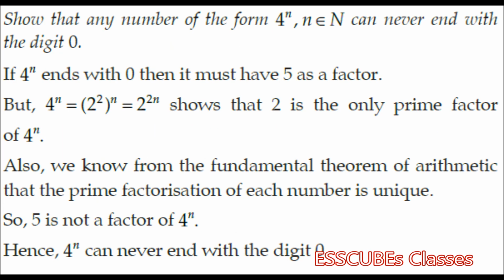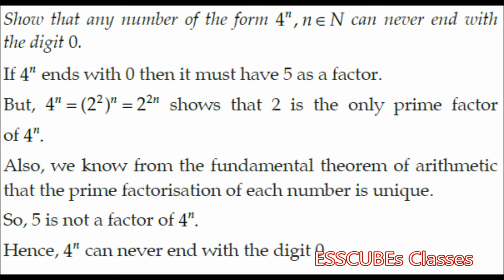Let us take this penultimate question. Show that any number of the form 4 to the power n, where n belongs to natural number capital N, can never end with the digit 0. If 4 to the power n ends with 0, then it must have 5 as a factor, because we know anything that ends with 0 must be having 5 as a factor.